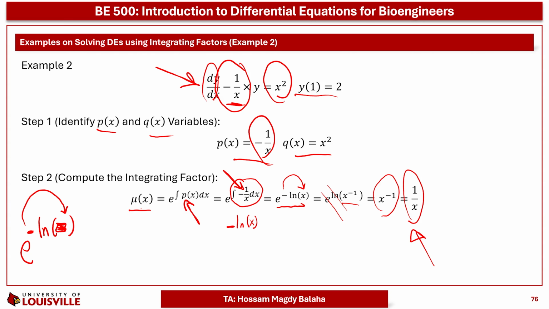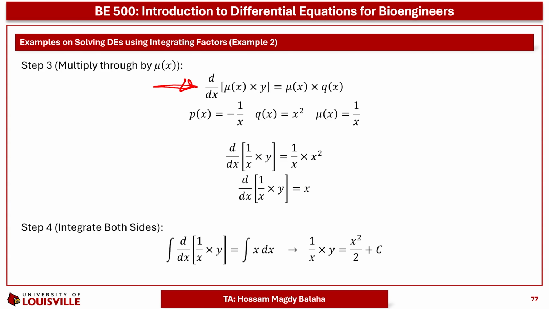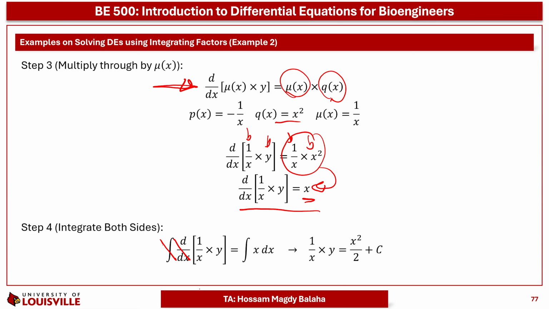Now we can substitute and multiply by that integrating factor. 1 over x multiplied by y, 1 over x multiplied by q of x, which is x squared, which is here. Both of them will result in x. Apply the integration for both sides here. This will cancel each other. So we will get 1 over x multiplied by y here. And the integration of x will be x squared over 2. And we have a constant.